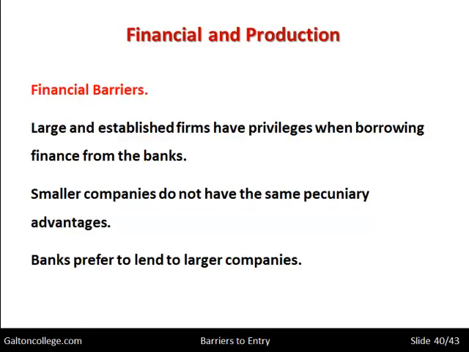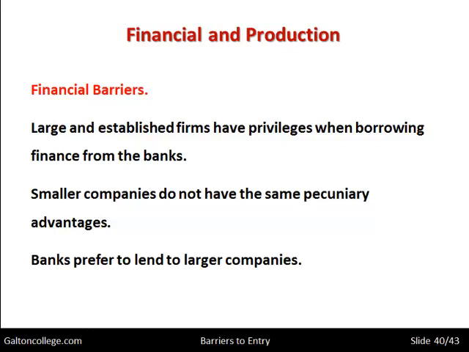Financial and production barriers to entry as well. Large and established firms have privileges when borrowing finance from the banks, as I mentioned earlier. Small companies do not have the same pecuniary advantages. Banks prefer to lend to larger companies. There's less risk in lending. There's a better track record.